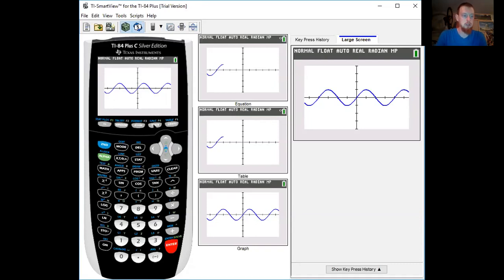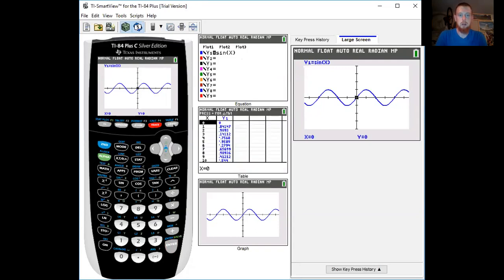So let's double check these. So we're going to do trace. So yes, when x is 0, y is 0. That's great. On the trace function, if you just type in the x value that you want to find the y value for and hit enter, the calculator will show you what that y value is. So we want to find pi over, let's do pi over 6, okay? Let's see, unit circle, that was a month ago. Oh, I have to remember that. Okay, let's see.